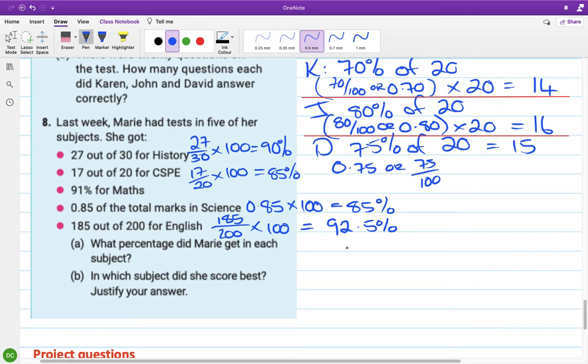In which subject did she score the best? So, English. The justification is above, really. She got 92.5%. Her next best mark was 91 for math and then 90 for history.